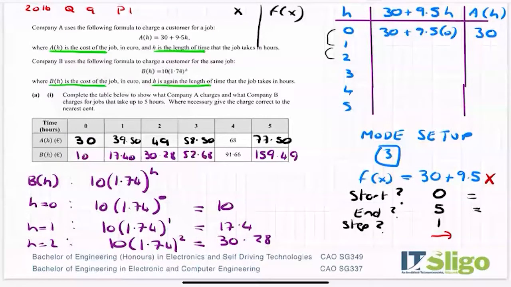You'll see in the X column is your 0, your 1, your 2, and if you hit the down arrow on your calculator, you'd see 3, 4, and 5, okay? Now come over to the f of x column and you'll see all your A of h values. So there's the 30 that we worked out, 39.5, 49, 58.5, the 68 and the 77.5. So that's a really fast way of putting functions into the calculator. And to be honest, it's how your examiner expects you to do it, okay?